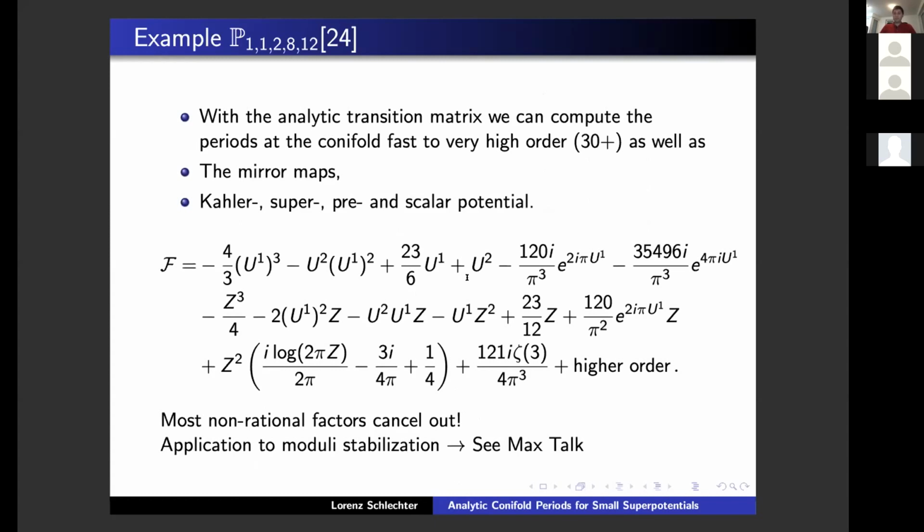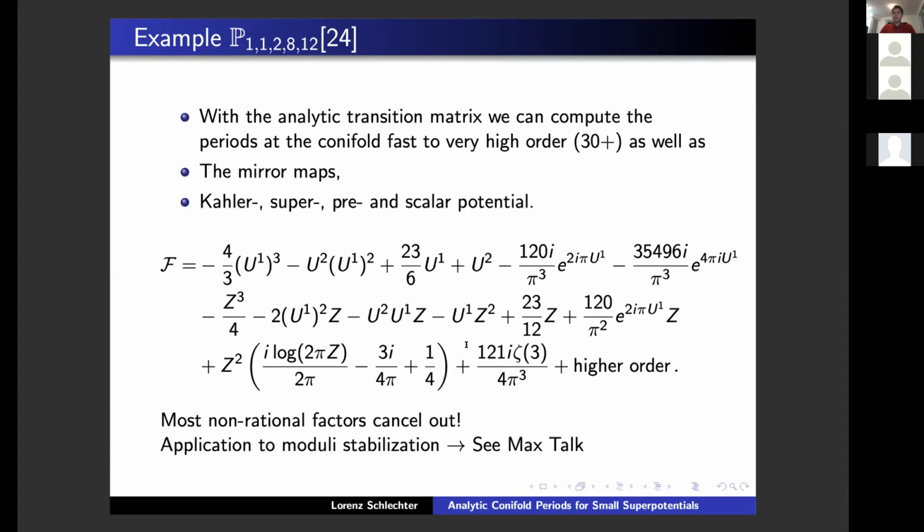The basis is chosen really nicely, so the mirror maps are just given by dividing out the first period. And then you get everything, the Kähler potential, the superpotential, the prepotential, and the scalar potential, so anything you could wish of. Here, I just list the prepotential, which Max later on will use for moduli stabilization and phenomenology. So there you can see how you can apply this to actually using physics.